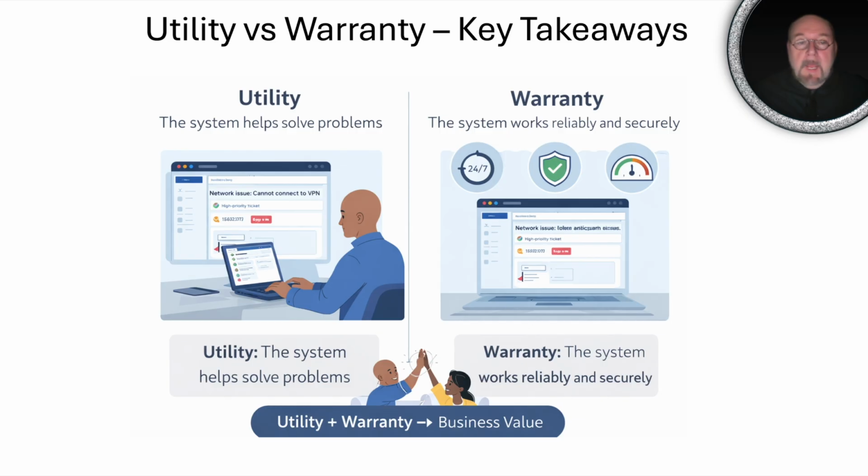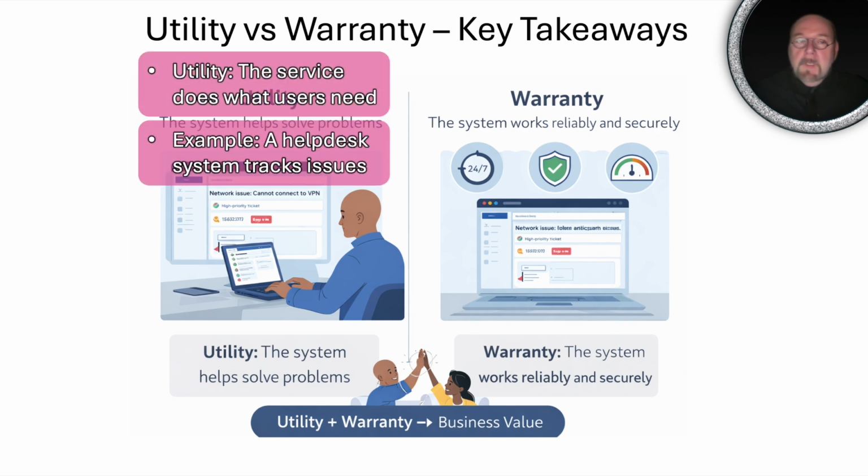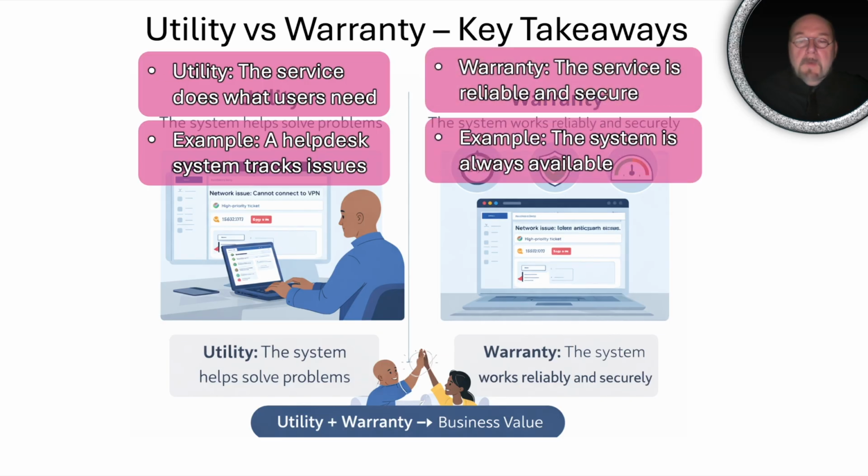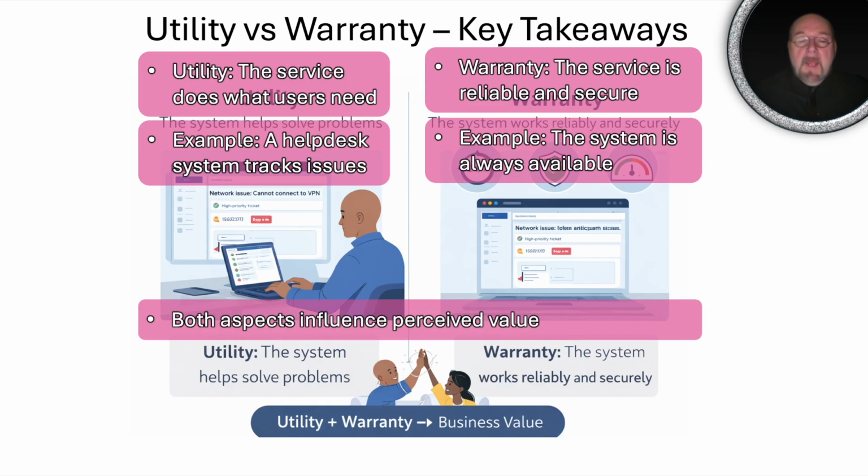So, one more time. Utility helps the system solve problems. Warranty has it working reliably and dependably and performing fast enough. So for utility, the service does what we need. For example, the help desk helps us track issues. For warranty, the service is reliable. For example, the system is available and up. It won't help you very much if you call the service desk and their tracking system is down. Both aspects influence our perceived value, and they both need to be present.